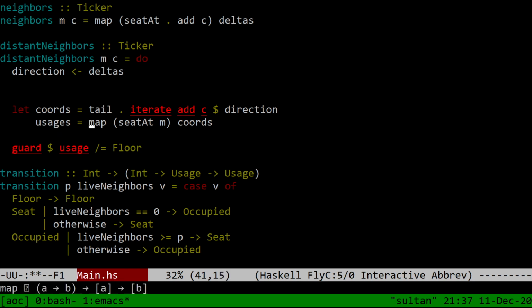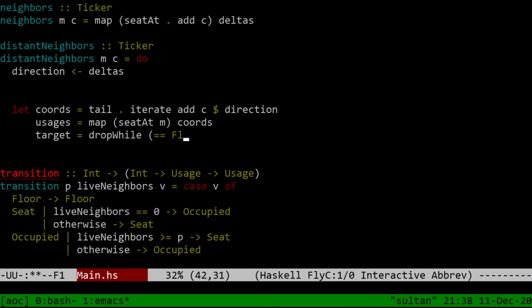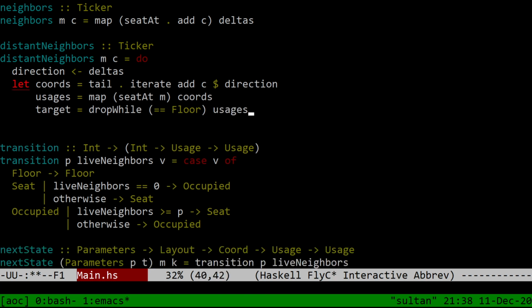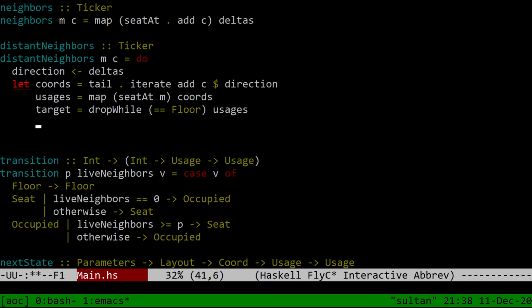Actually, maybe the point is that I wanted this to be a separate do. Maybe that's what I was thinking. I want to iterate over each of the, yeah. Well, no, because I have to do a drop while, not a guard anyway. That's dumb. I don't want a guard. Target equals drop while equal floor usages. In target?